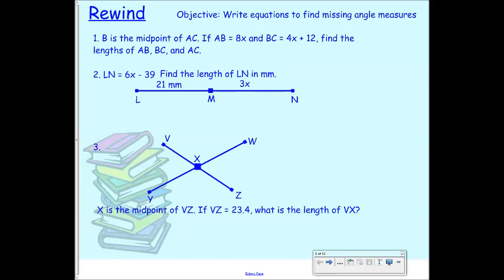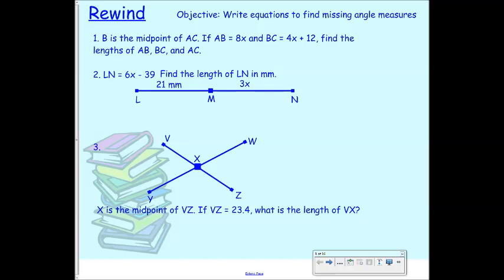Good. What was the difference in the rewind between number 1 and number 2? In number 1, it had the midpoint, but in number 2, it didn't. Okay, so if it's the midpoint, then what do you do with these 2 expressions? You combine them. That's not what any of you did. You didn't add them. Yeah, but what's the equation? So you don't add them together. They are equal to each other. So if it's a midpoint, they're equal to each other.